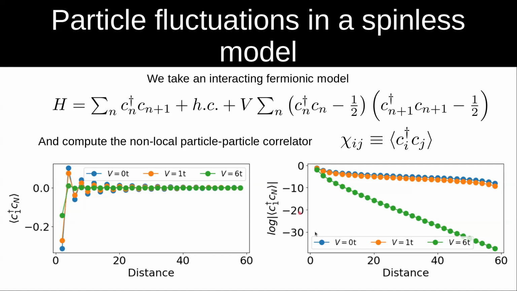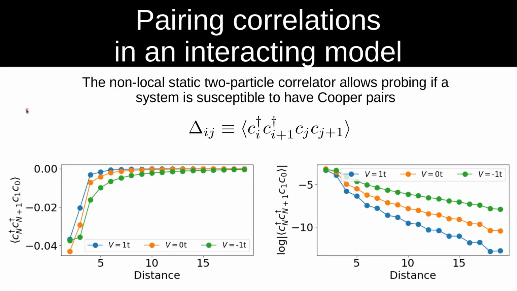And if you actually do a log-log plot, you can very easily see that both for v equal to 0, the non-interacting case, and v equal to 1, your decay is very, very slow. This is your power law decay. Whereas for v equal to 6, which is the exponential decay, you see a perfect line in the distance versus log of the correlator. All right, so now we are going to look at a different type of correlator.